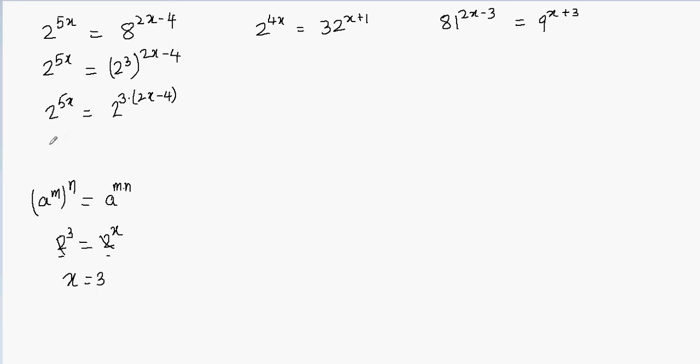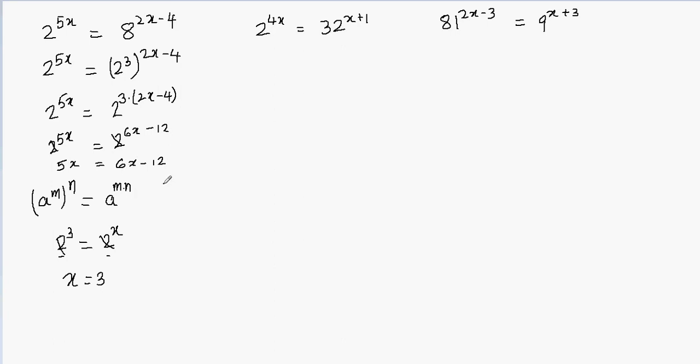So the next step, let's write 2 to the power 5x is equal to, now we distribute 3 inside the parentheses. 3 times 2x is 6x, and then minus 3 times 4 is 12. Now you can see that I have the same bases on each side. That's what I want. By using the one-to-one property, when you have the same base on each side, the exponents are just equal. So I can get rid of the bases, and I can write that 5x is equal to 6x minus 12.